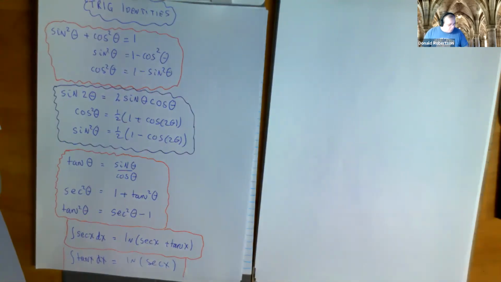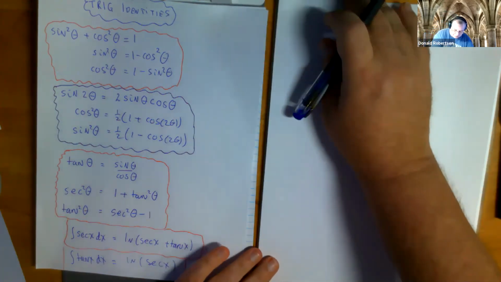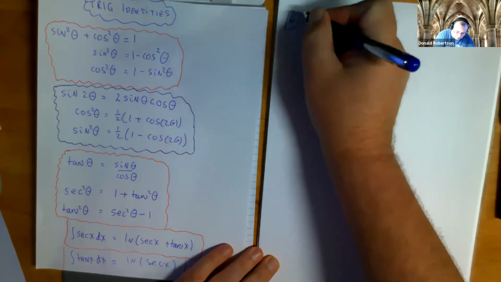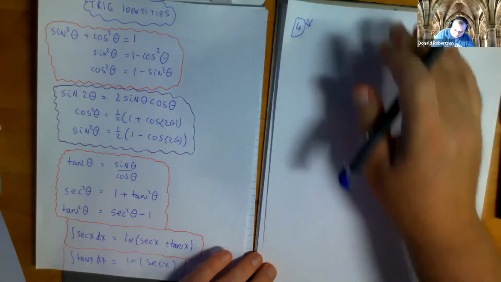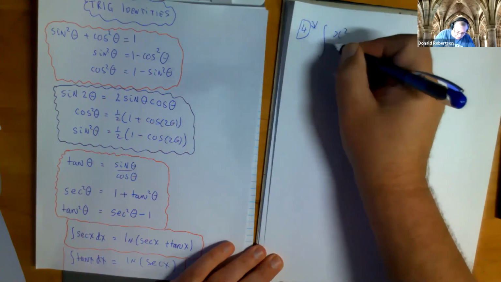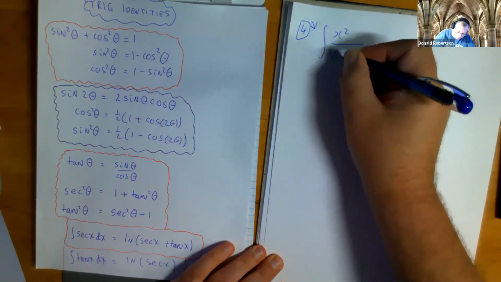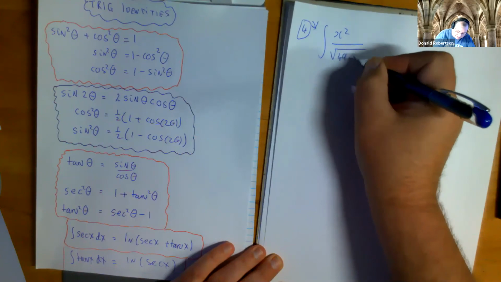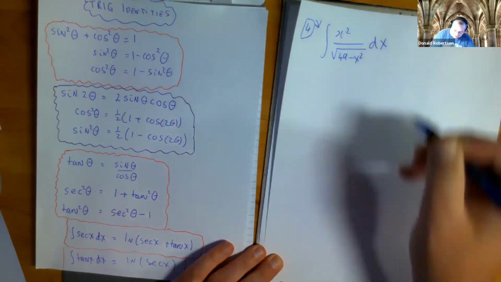So we have time for one more. That's how much these are. So this one's going to be number 4, or at least homework question number 4. And it's going to be the integral of x squared over the square root of 49 take away x squared dx.